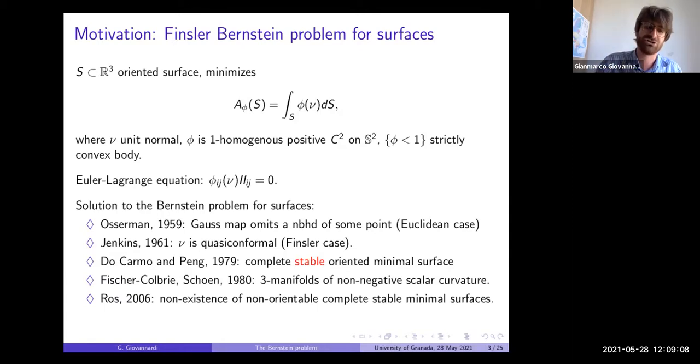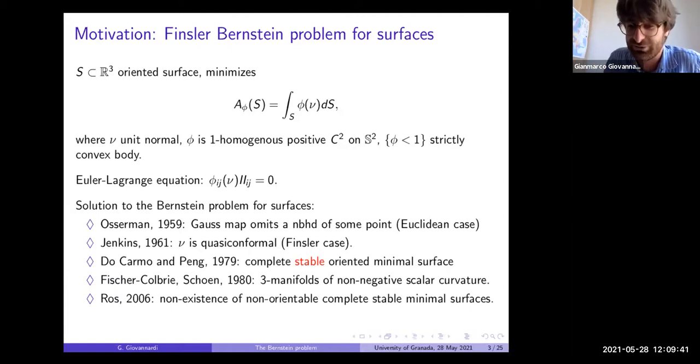This result was generalized by Jenkins in 1961 in the Finsler case, when we have this phi in the area functional, and showing that the Gauss map is quasi-conformal. In the general case of a surface in Euclidean space, the problem was solved by do Carmo and Peng in 1969. They consider a complete oriented minimal surface, which also has to be stable.